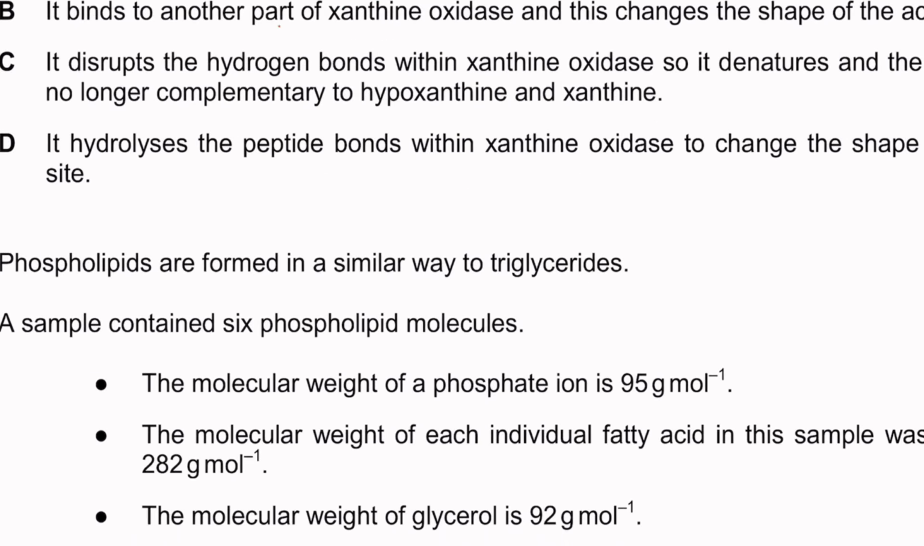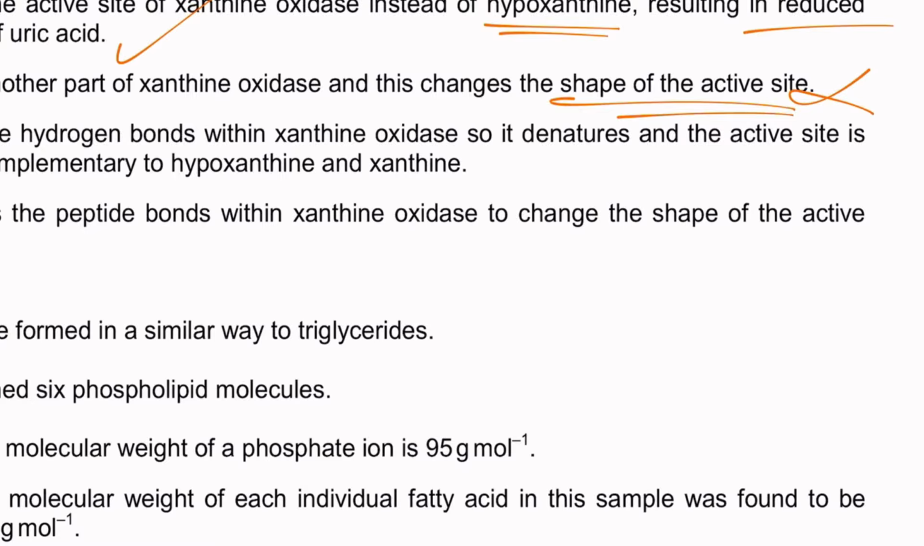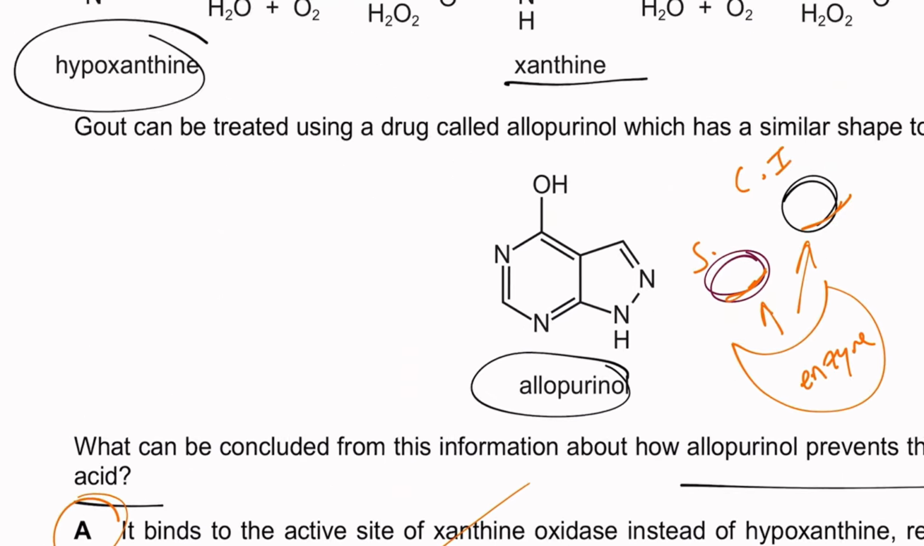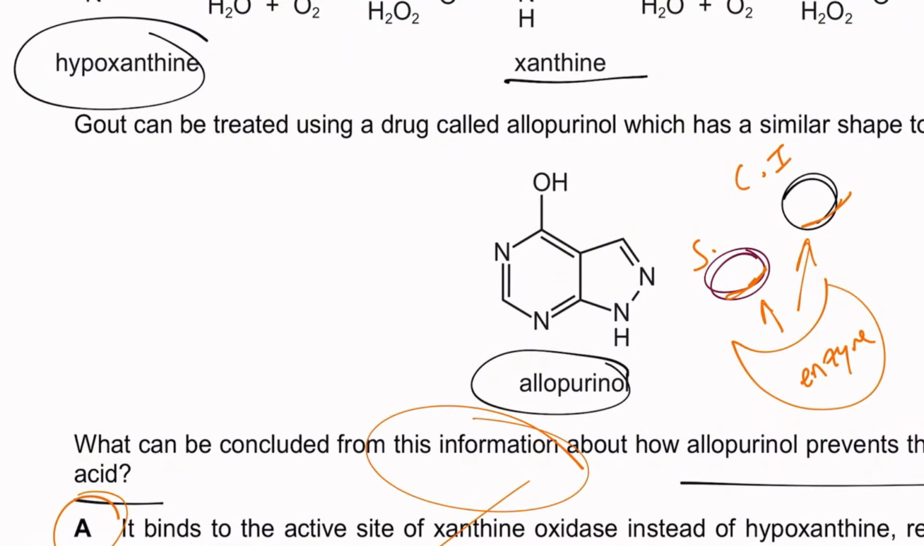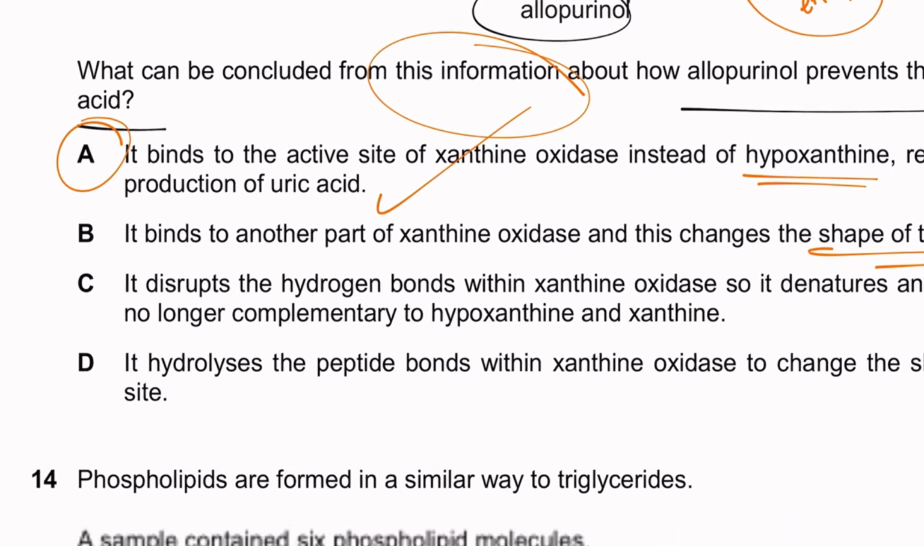It binds to another part of xanthine oxidase, and this changes the shape of the active site. This is wrong. This is how non-competitive inhibitors work. They bind to a different site other than the active site, called the allosteric site, and then they change the shape of the active site, hence reducing the rate of reaction. But this is not what happens here, because he told you specifically from this information, which is the fact that it has a similar shape to hypoxanthine, this means it's a competitive inhibitor.